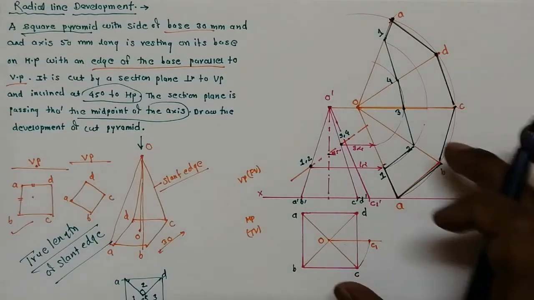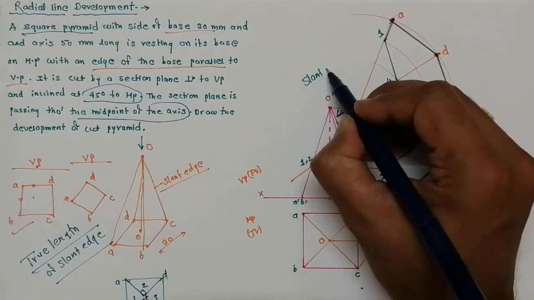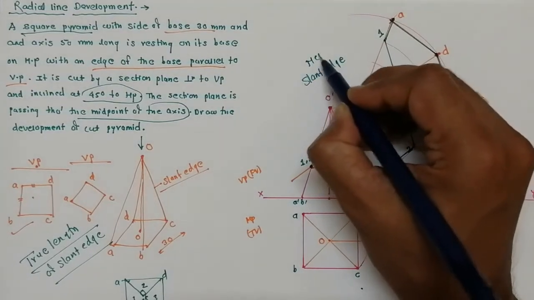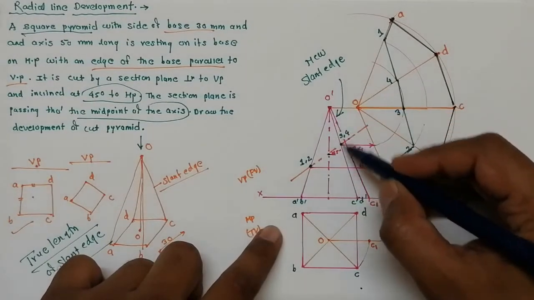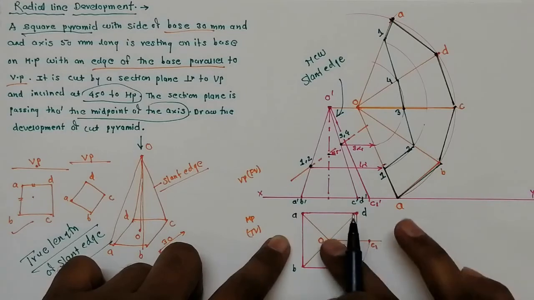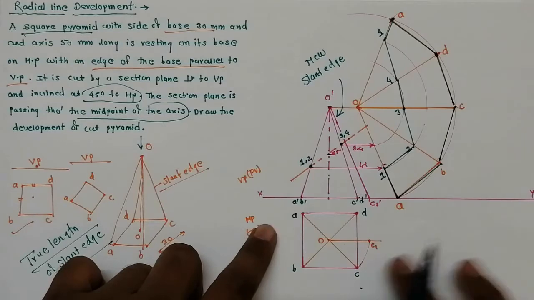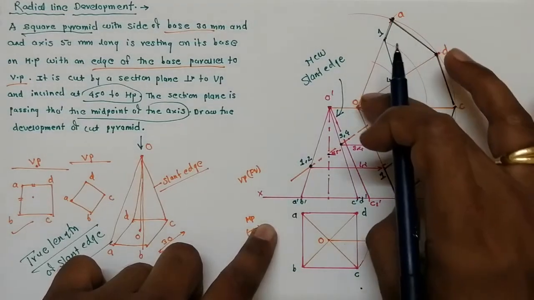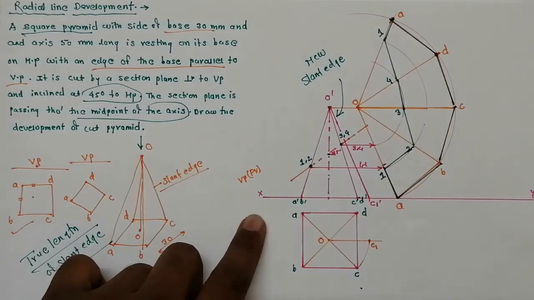So this is the required development for the square pyramid. The most important thing in this problem is the construction of this new slant edge, which represents the true length, because initially the slant edge is not representing the true length, because OC and OD are not parallel to XY. The condition is, if the projection is parallel to XY in the top view, then only that edge represents the true length in the front view.